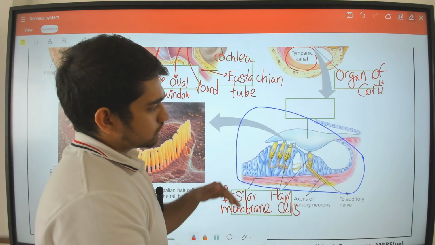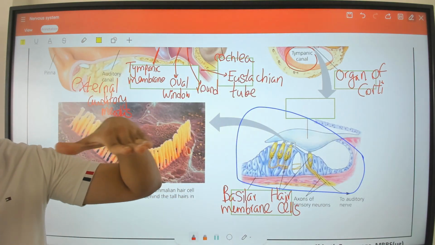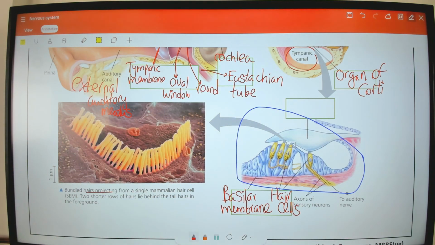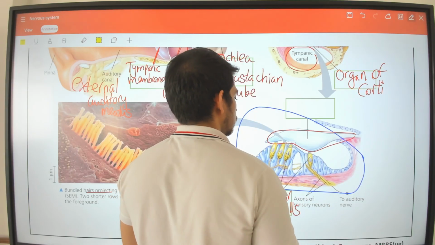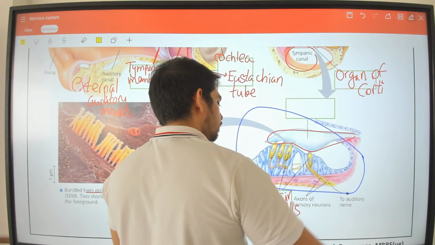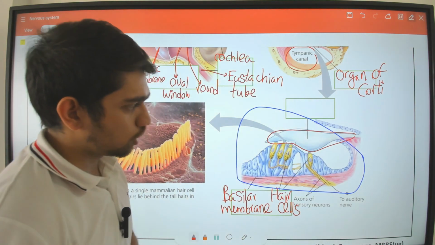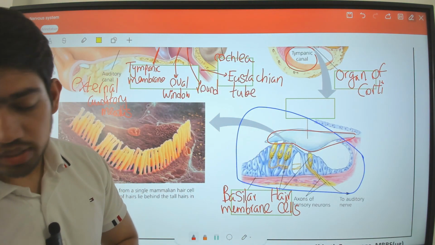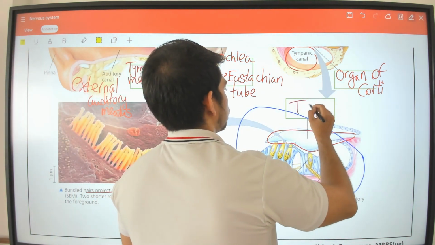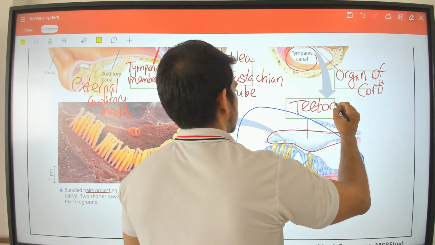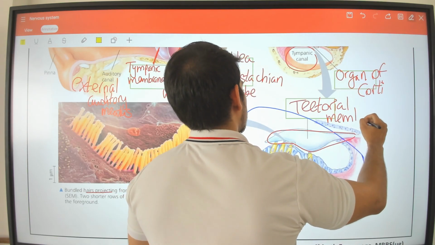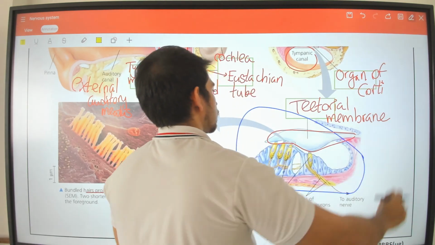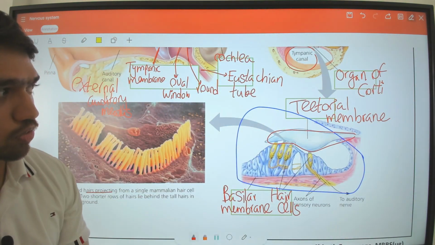What's going to happen is, these hairs are in contact with a what? There's another membrane that is sort of hanging on the top of this organ of Corti, that is called what? Tectorial membrane. Very, very important. There are so many names you have to remember. Okay, this is called the tectorial membrane, that is hanging over the organ of Corti.